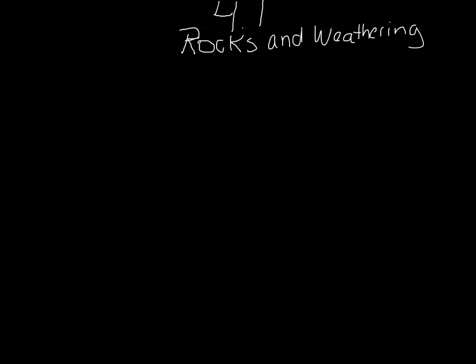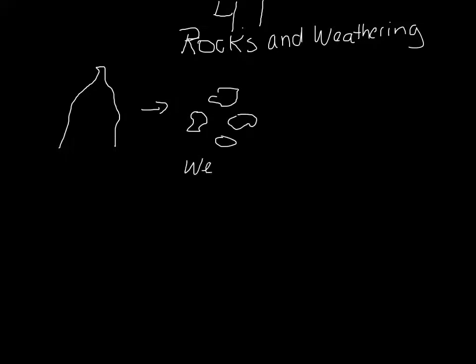And so the first thing we need to do is make sure that we know the difference between what is weathering and what's erosion. So if we have like a mountain, and over time that mountain breaks into smaller pieces, we call that weathering. But if these rock particles are moved by wind, water, gravity, or ice, that movement is called erosion.